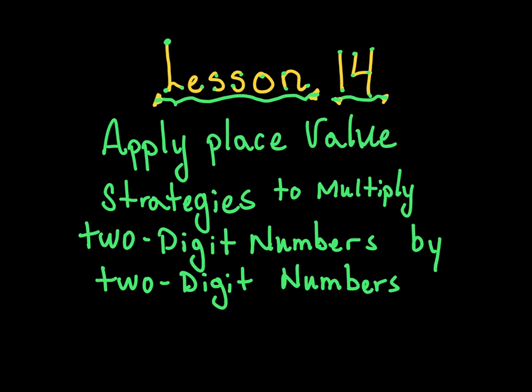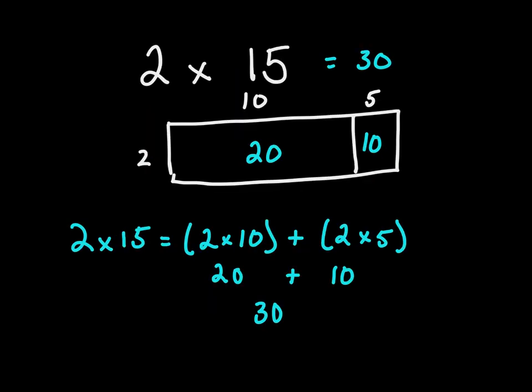Good evening. Tonight we're going to start lesson 14 in our unit 3. Apply place value strategies to multiply two-digit numbers by two-digit numbers. Exciting. All right, so here we have what you've been doing so far.